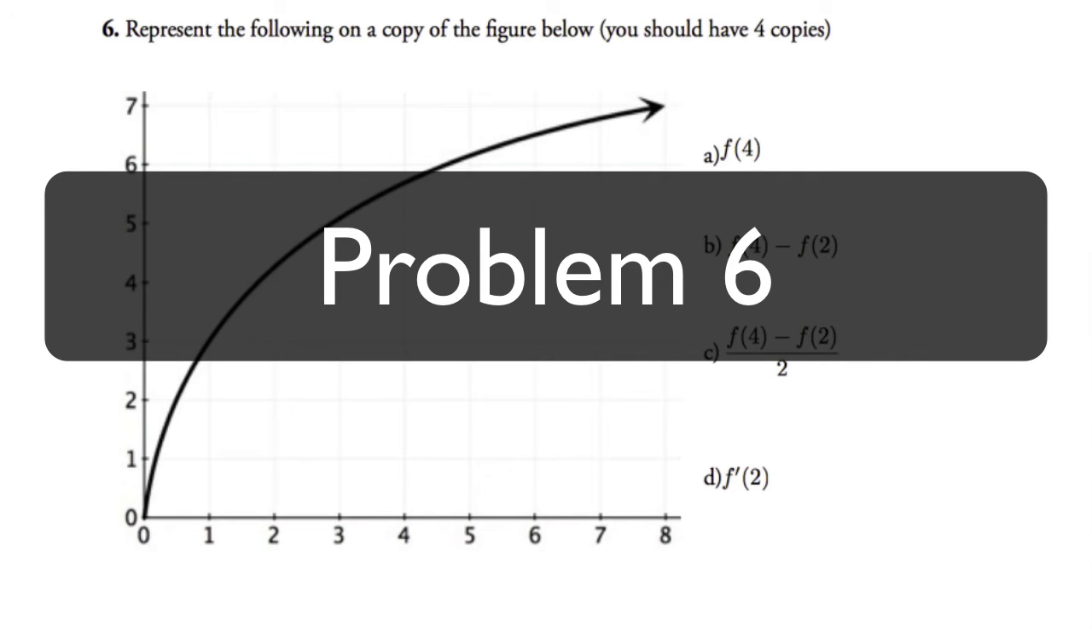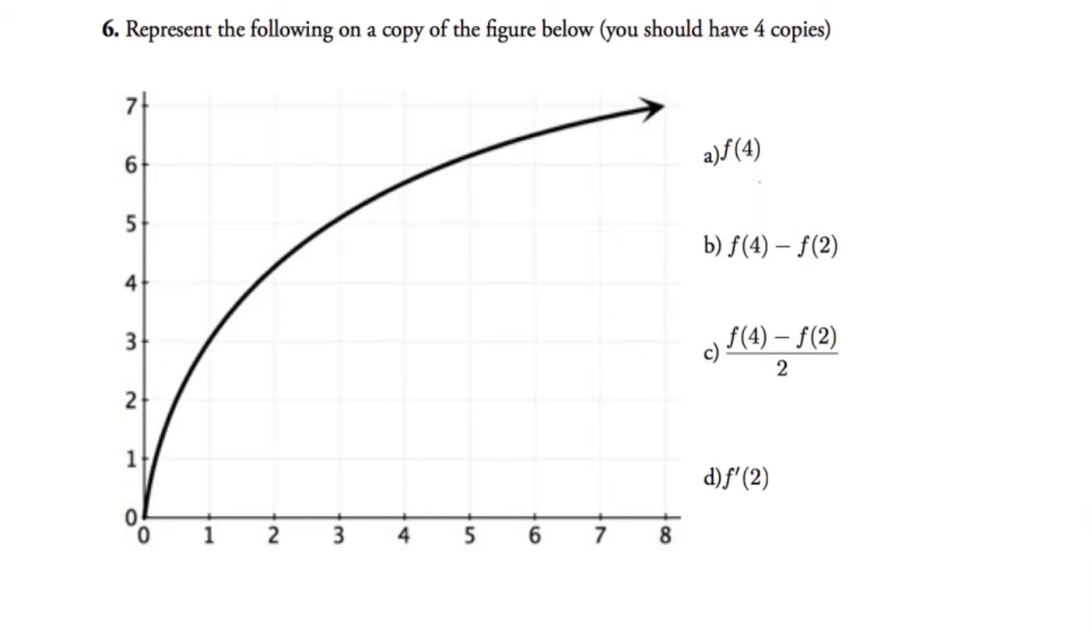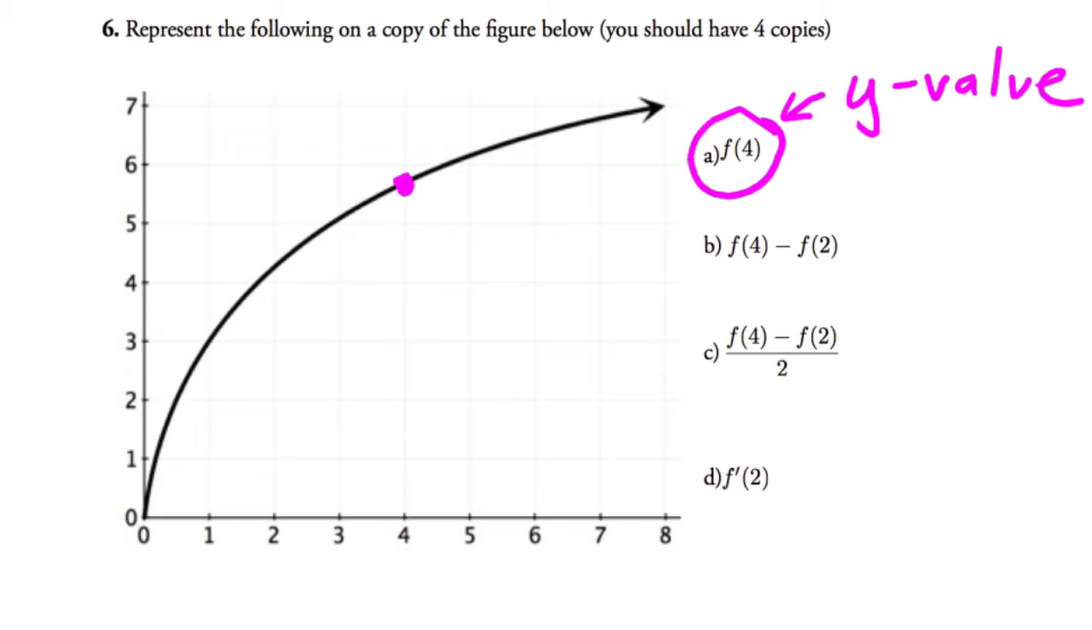Okay, so what I'm trying to do here is see if I can make the connection between these four things and the graph. So the first one is f of 4. Well, that's simply the y value when x is equal to 4. So right here, this would be f of 4, just that point.